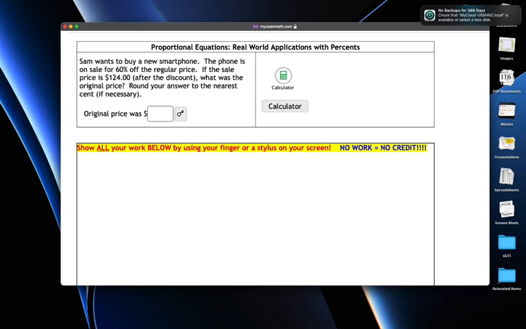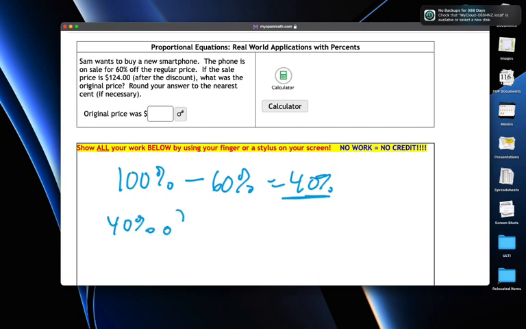So here is what we know. Everything starts at 100%, but we're going to get 60% off of that 100%, which leaves us at 40%. So 40% is the percent that you are paying for the item. So 40% of the original price is the sale price.